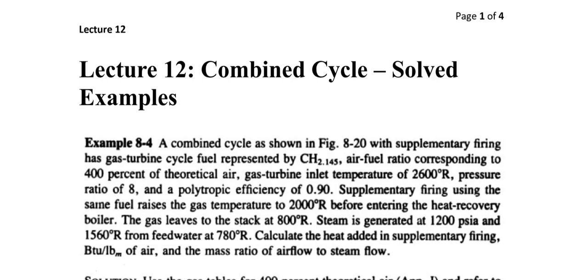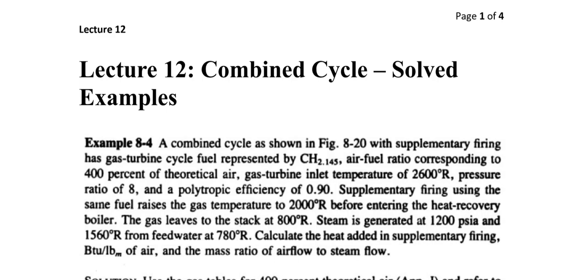Steam is generated at 1200 psi and 1560 degrees Rankine from a feed water which has a temperature of 780 degrees Rankine. Calculate the heat added in the supplementary firing in BTU per pound mass of the gas and the mass ratio of airflow to the steam flow. So in this example, we have two cycles. One is the gas cycle and one is the Rankine cycle.